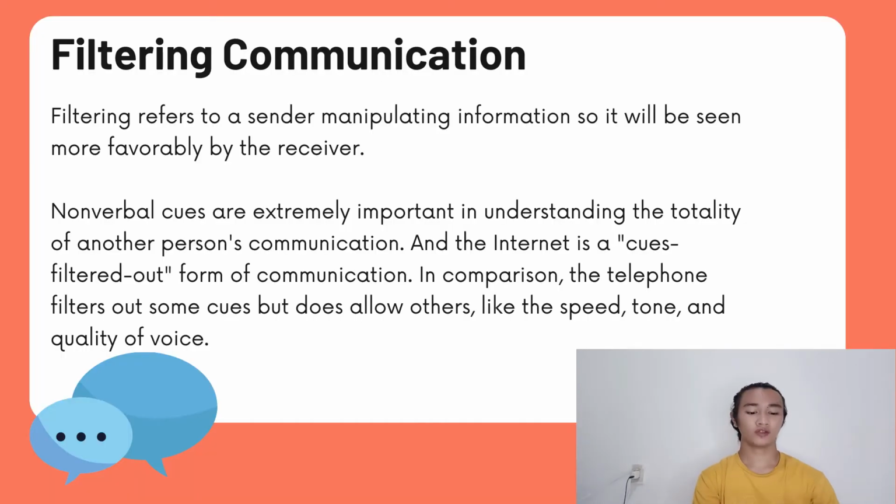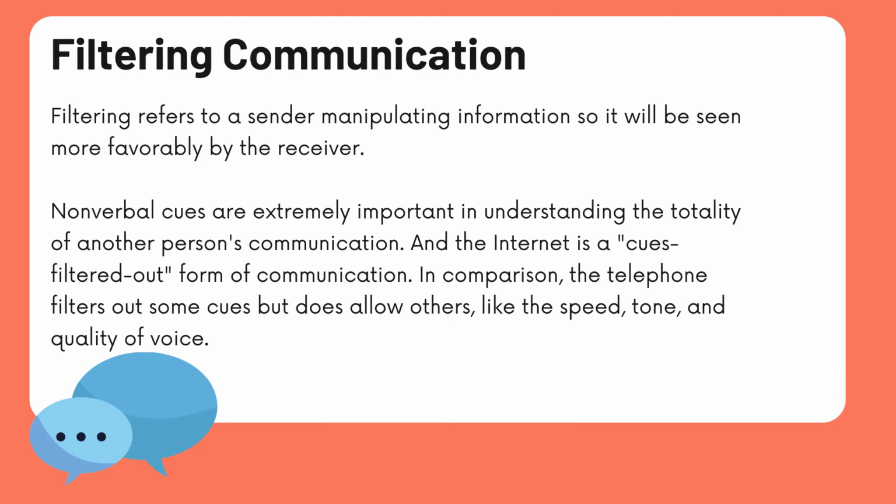So let's talk about filtering of communication. Filtering refers to a sender manipulating information so it will be seen more favorably by the receiver. Non-verbal cues are extremely important. It's understanding the totality of another person's communication. The internet is a filtered-out form of communication in terms of cues. In comparison, the telephone filters out some cues but does allow others, like the speed, tone, and quality of words.